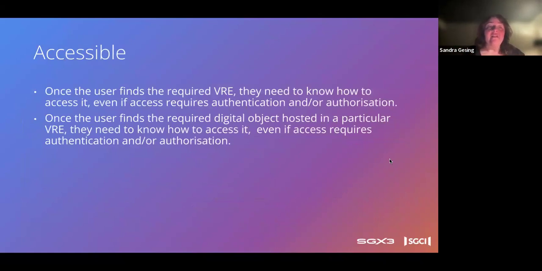Accessible. So now let's say everything is findable. Then accessible means it's important that the user finds the required VRE and has the required authentication and authorization. And for the included digital objects hosted in a particular VRE, they need to know how to access them, because there's a difference between accessing the science gateway itself and its content. Some might be shared in a group, some might be openly accessible, some might be private. Next slide.